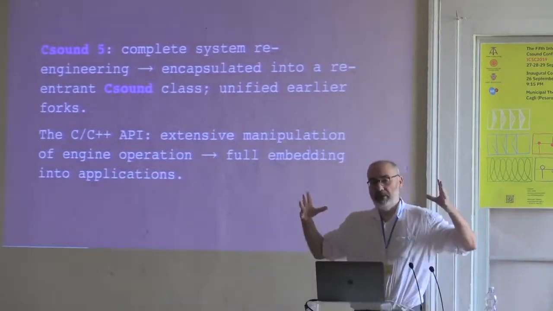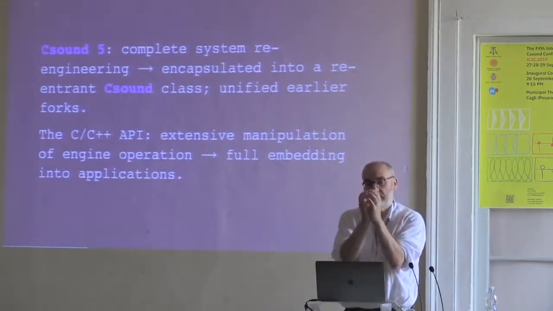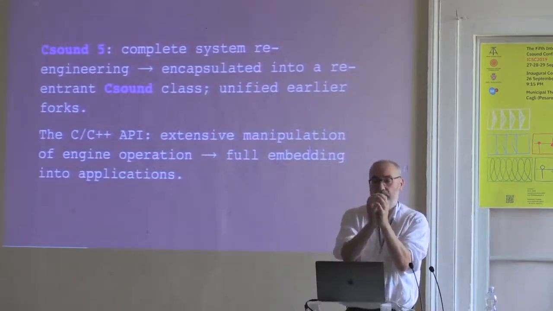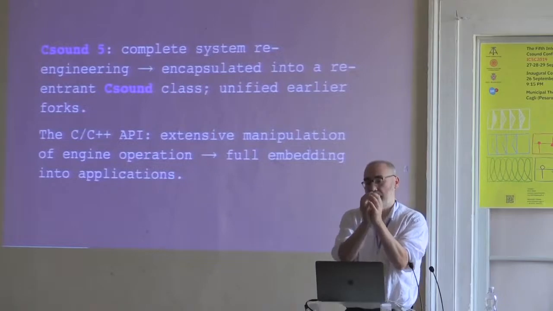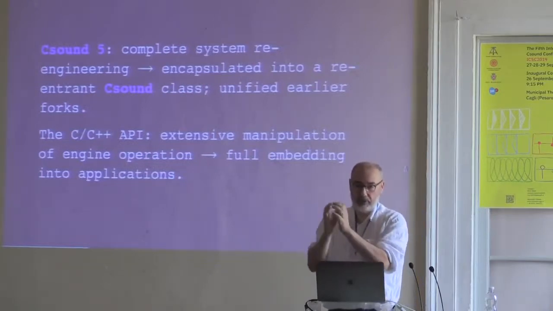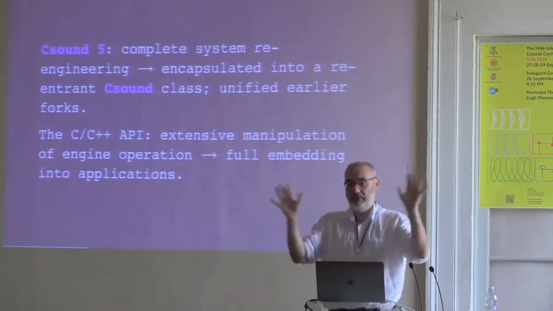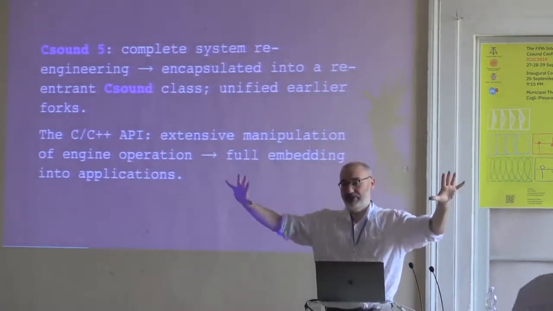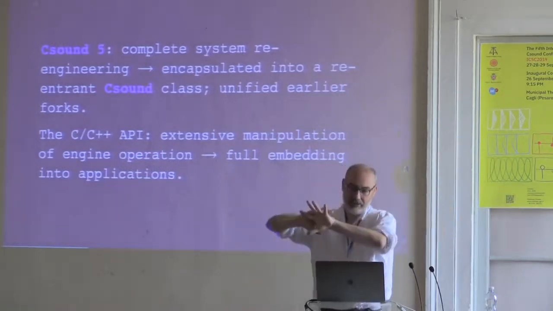So it means that all the memory that Csound uses is in one single block. It's completely separate from everything else. So you can have many of these, and they don't clash with each other. Because before, the memory was spread out, and if you started another one, it would just clash.